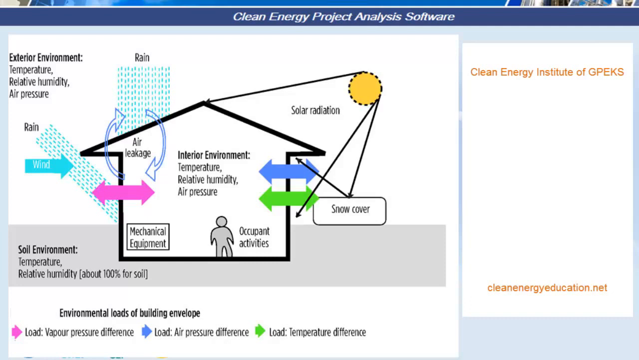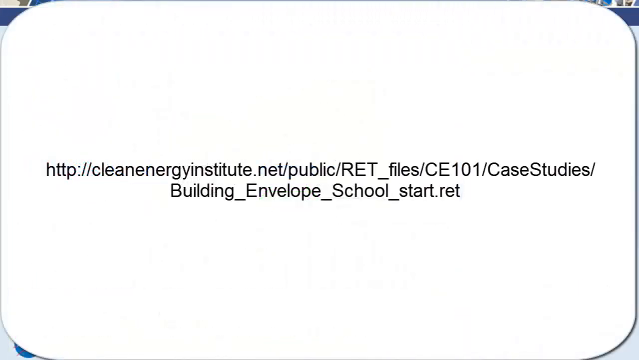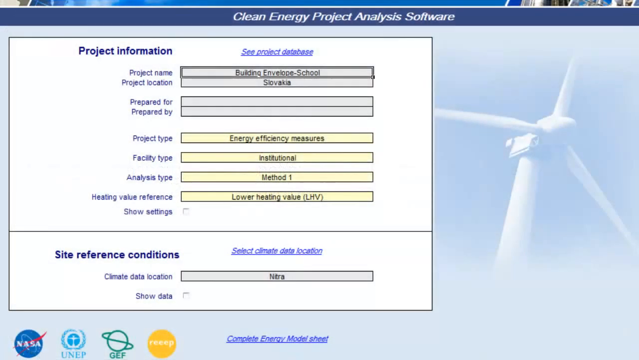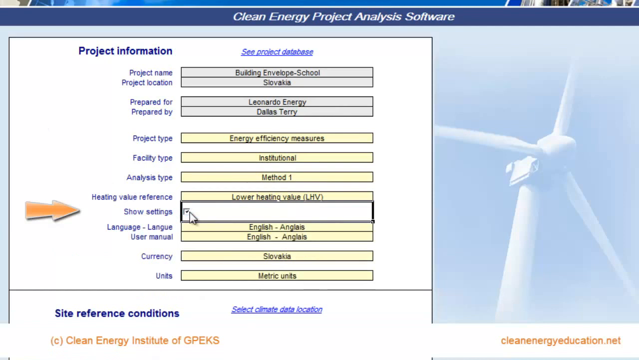A RETScreen file for this project has been provided with relevant information filled out for most categories on the start page. This can be accessed at the following link. Once we've done this, let's tick the box in the Show Settings checkbox to unveil language, currency, and unit system selection.